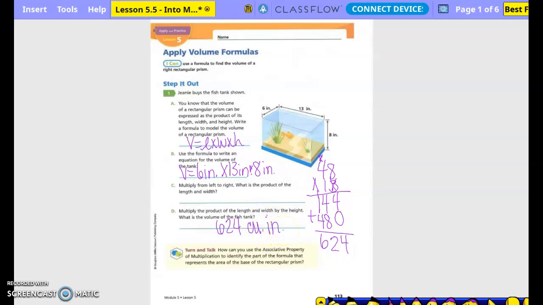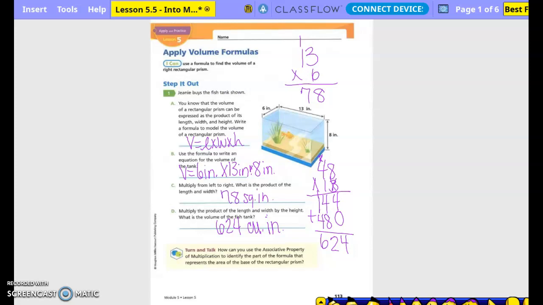I misread that, and they want the length and the width. So we would take 6 times 13, right? So 13 times 6. So 18, 7, right? So it'd be 78 inches, what? Square inches. Because you technically found the area of the base, right? And then by taking it times the 8, we found the layers, correct?